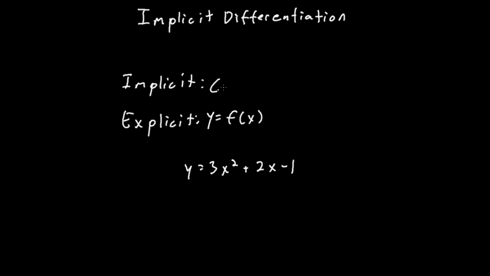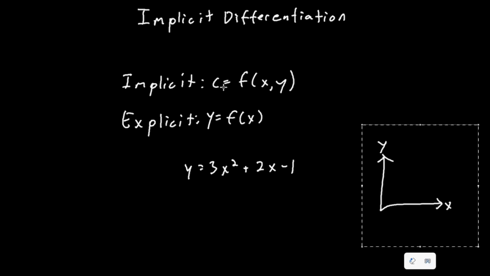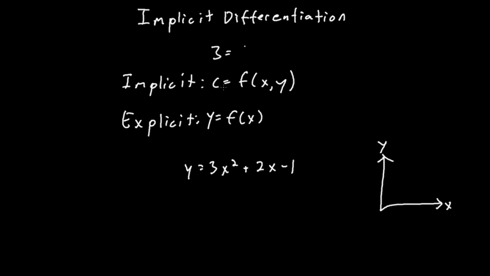But an implicitly defined function is where a constant is equal to some function of x and y. Now, x and y are still tied together. X is still the independent variable in this case, and y is still the dependent variable. So if you put x and y in a graph, x would be on the horizontal axis and y would still be on the vertical axis. But the way you set up this equation is different. An example of this would be 3 is equal to 2x plus 3y. Another example of this would be 4 is equal to xy plus 3y squared.